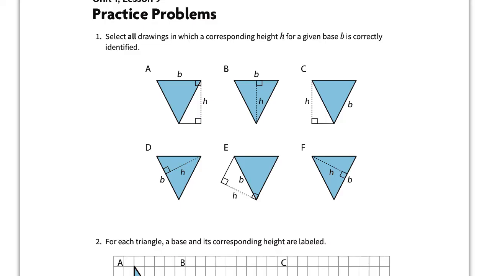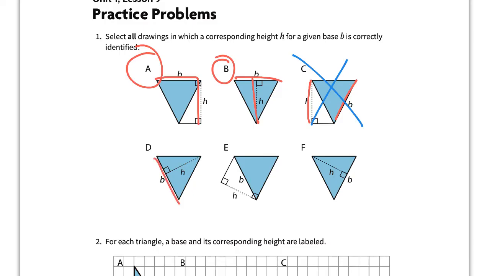So, for example, let's do it in red. This is the base, this is the height, they form a right angle, so this is correct. This is the base, this is the height, they form a right angle, that's correct. Here's the base, here's the height, that's not a right angle. So that is dead wrong. Here's the base, here's the height. They form a right angle, so that's correct. Here's the base, here's the height. They do not form a right angle, so that's wrong. And then lastly, here's the base, here's the height. They form a right angle, so that is correct. That was a quick one.